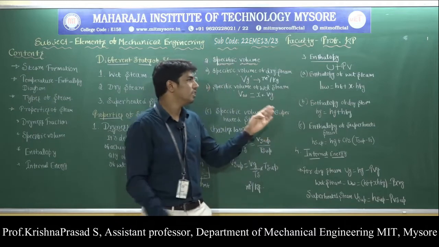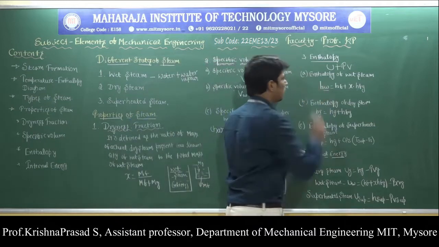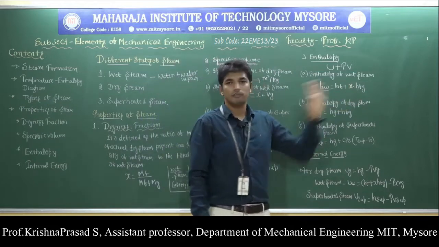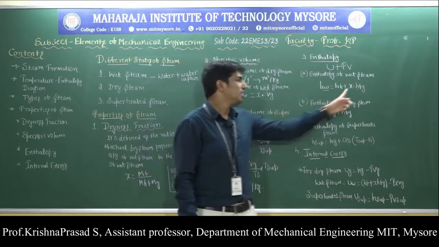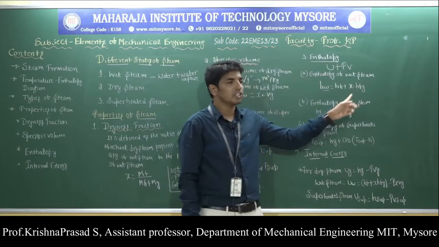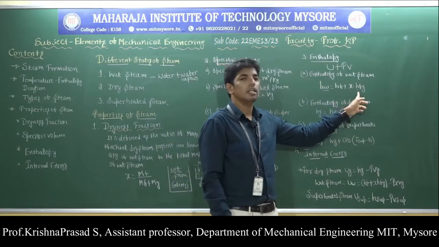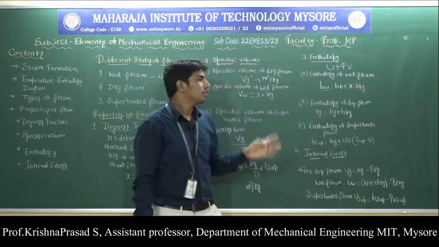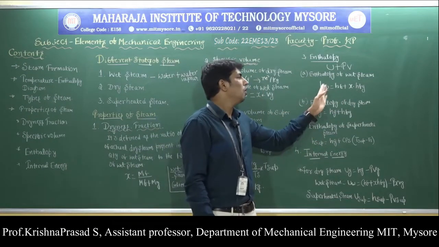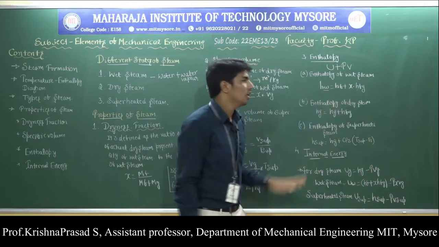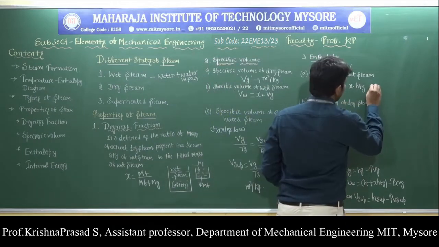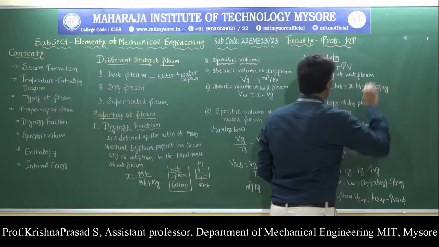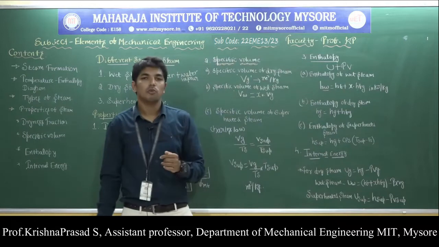The enthalpy of the wet steam is denoted by HW, and HW is equal to HF plus X into HFG. Here X represents the dryness fraction, HFG represents the latent heat of evaporation, and HF represents the sensible heat. So the enthalpy of the wet steam is HF plus X into HFG, and the unit is kilojoule per kg.